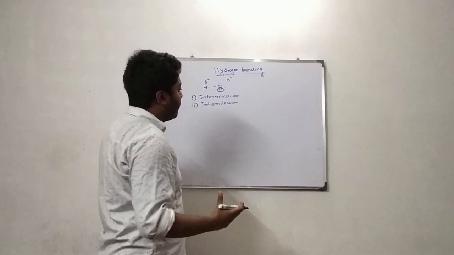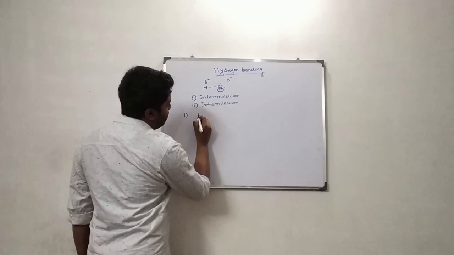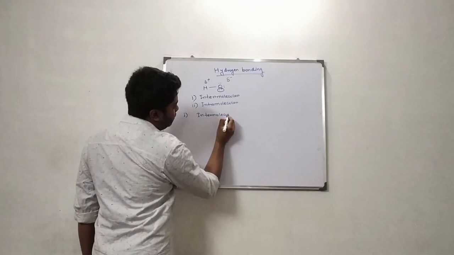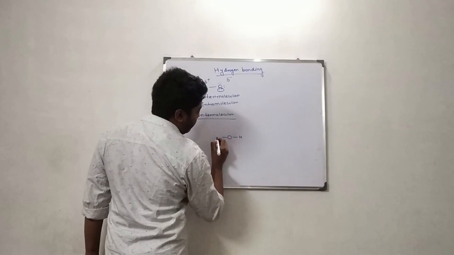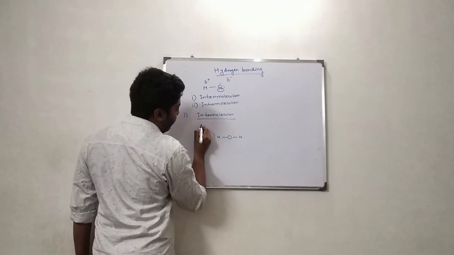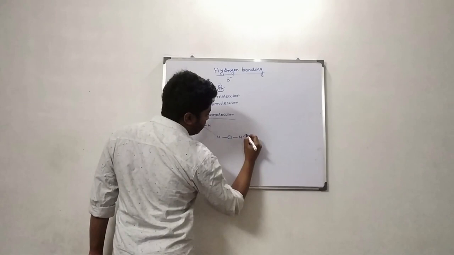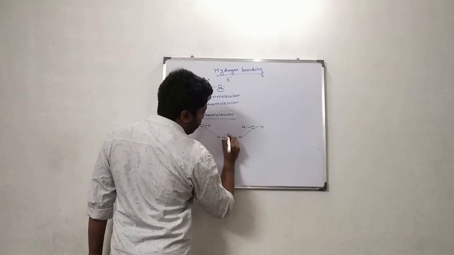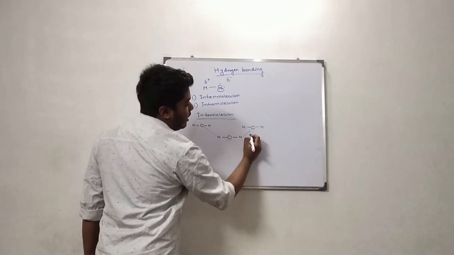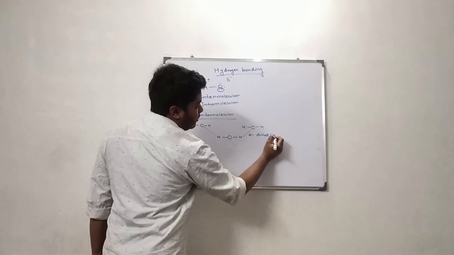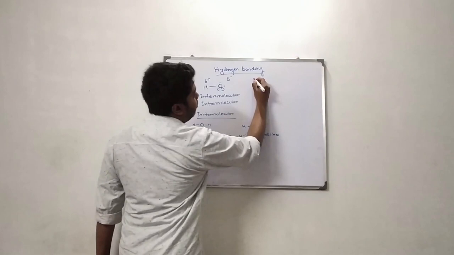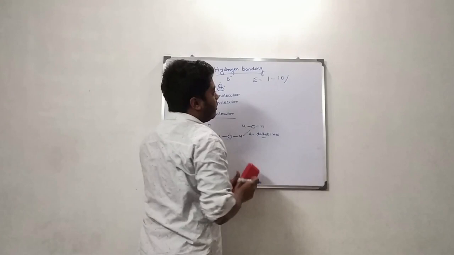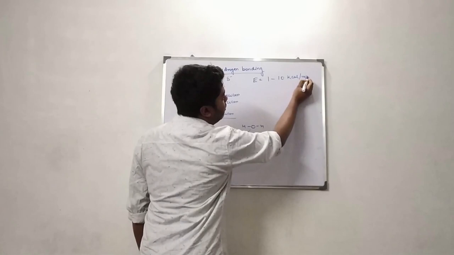For example, for intermolecular hydrogen bonding, we can show here the water molecules. Hydrogen bonding can be represented here as dotted lines. This is because hydrogen bonding is a very weak force of attraction and the energy required for hydrogen bonding is typically low. It ranges between 1 to 10 kcal or more. And usually it is 5 kcal per mole.